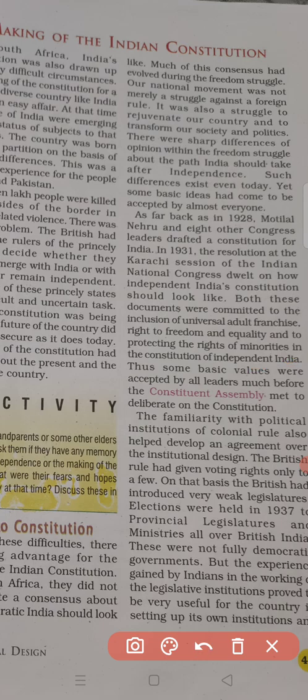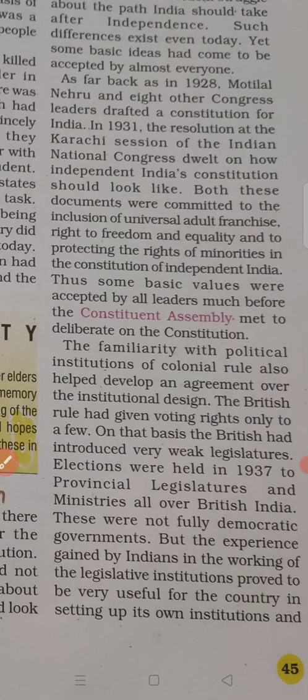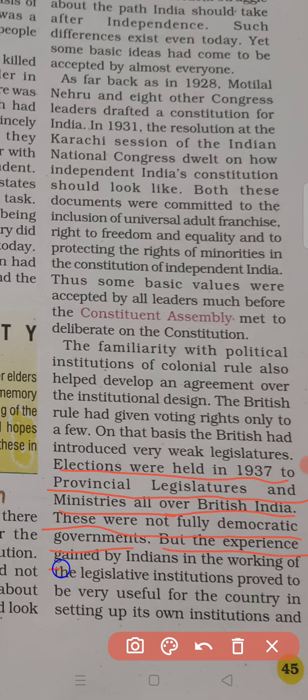Okay, and the next question: how did the Indian Constitution introduce the institutions? You can write down: elections were held in 1937 to provincial legislatures and ministries all over British India. These were not fully democratic governments but the experience gained by the Indians in working of the legislative institutions proved to be very useful for the country in setting up its own institutions.